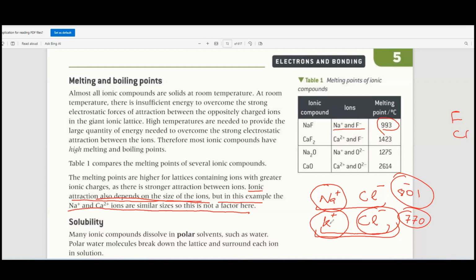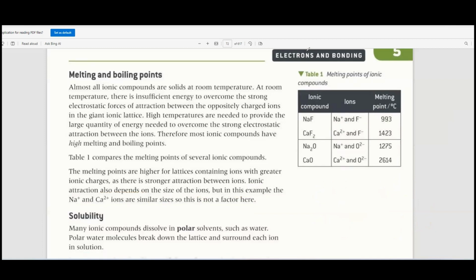Smaller size means more attraction. That is why they are saying it depends on the size. But if something has two positive or two negative charges, then definitely that thing will have more attraction. So the first thing is the charge. If the charges are the same, then the next thing is the size. Yes, that's it. All right.